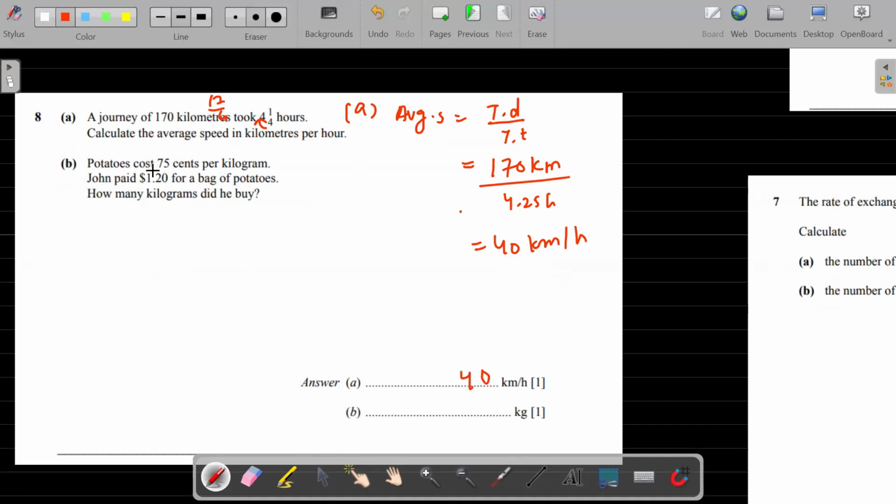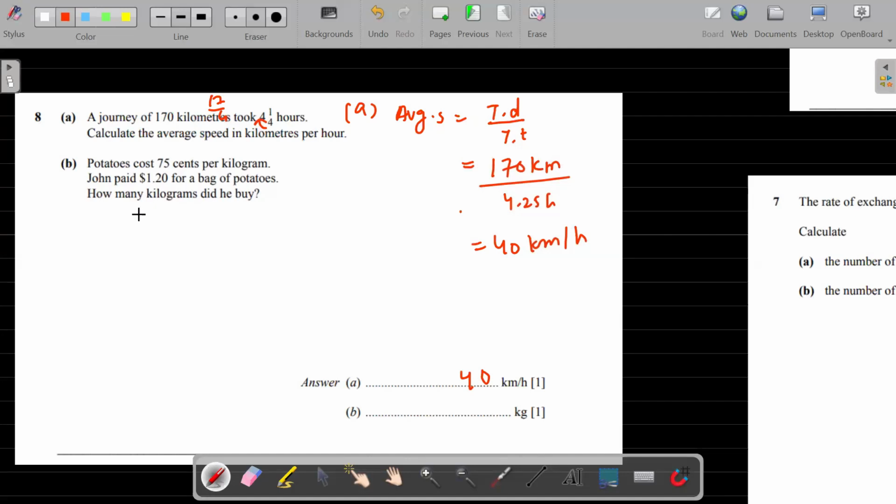Now it says that the potato costs 75 cents per kg. John paid $1.20 for a bag of potatoes. How many kilograms did he buy? We are going to use the unit method for that. You can use your own unit method, as sometimes I use a different method to solve it. So you can use your own way.